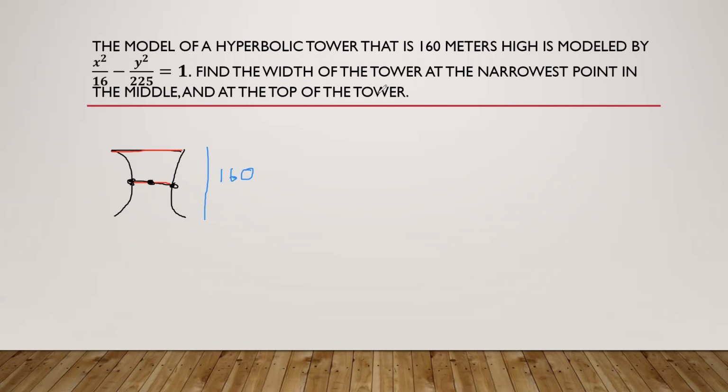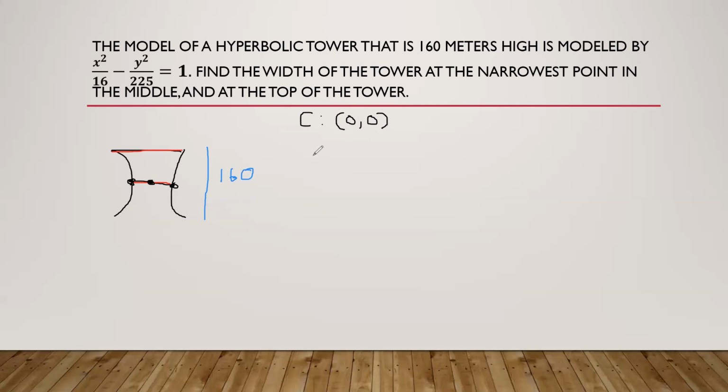So to find the measurement of the width at the narrowest point in the middle, we first have to find the center, the A and the B. To do that, we assume that when dealing with word problems, it's always best to put the center at the origin to make it easier for us, unless it is specified. So our center is at 0 comma 0.